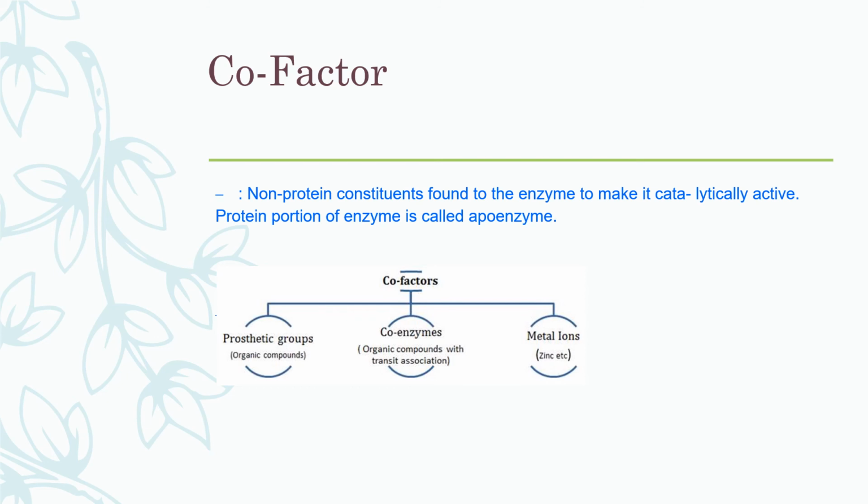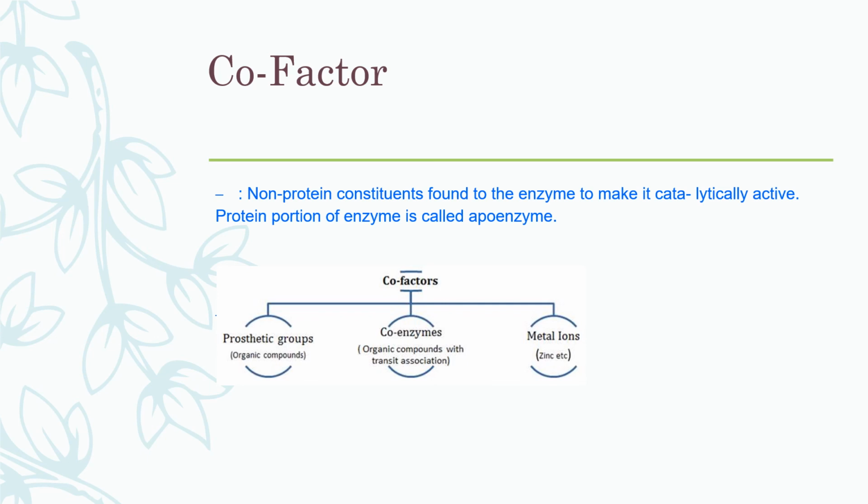Here you can see once again the cofactor, that is the non-protein constituent found with the enzyme to make it catalytically active. मतलब enzymes के साथ कुछ group जुड़ा होता है जो कि non proteinous होता है, उस non proteinous part को ही हम cofactor कहते हैं. ओके, और जो उसका प्रोटीनियस पार्ट होता है उसे हम एपोएंजाइम कहते हैं.